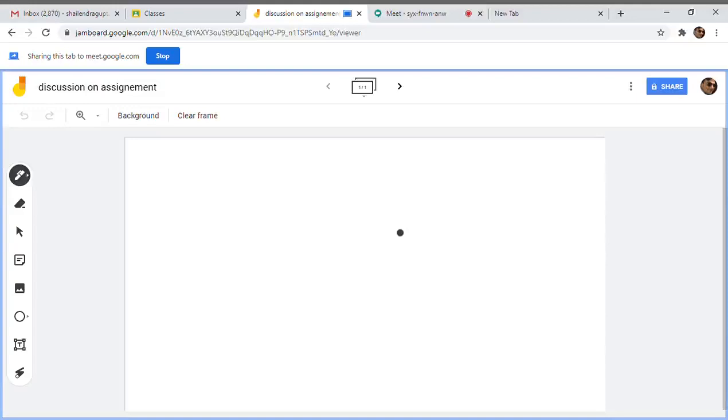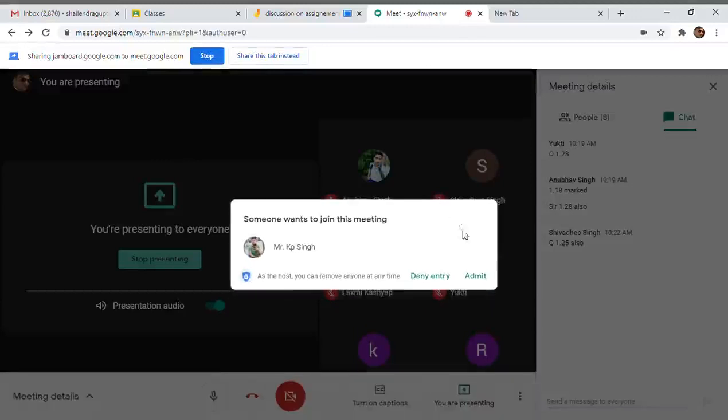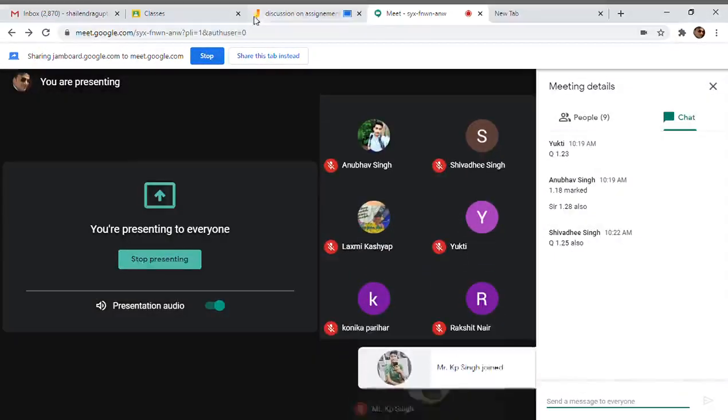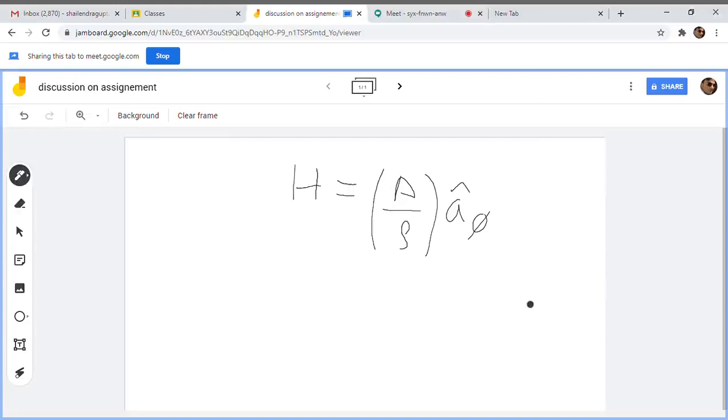Okay, the question is that we have been given a vector field. Means a field is there. So the field is H equal to A by rho in the direction of A phi. So this is a very easy question. You will see why it is easy.